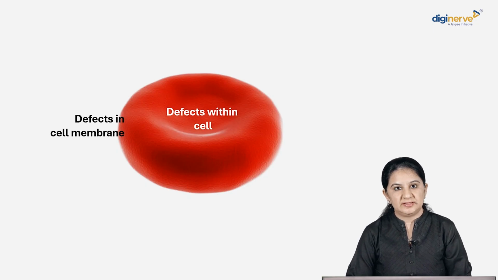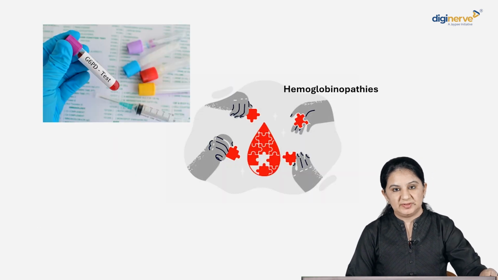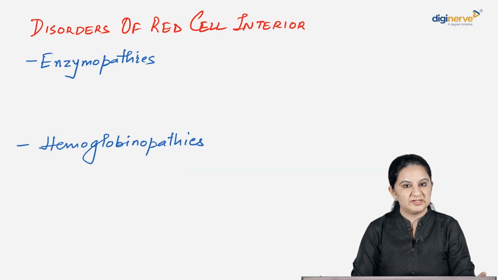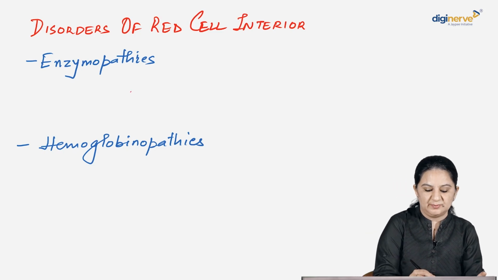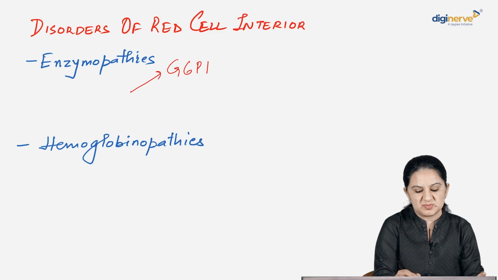Now, we will study the hereditary hemolytic anemias because of the defect within the cell. These could be due to enzymopathies or defects in the enzymes, or due to hemoglobinopathies or defects in the hemoglobin. So, coming to enzymopathies, which enzymes can lead to hemolytic anemias? G6PD deficiency or pyruvate kinase deficiency. All right.